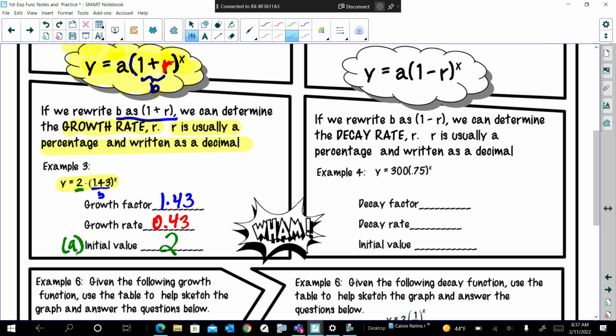So what you're going to do today, probably finish tomorrow, is that we're going to now have you graph these type of functions. The first thing we want to make sure you can do is know the difference between a growth and a decay, and then complete a table and complete a graph. So if it's plus, that's growth.